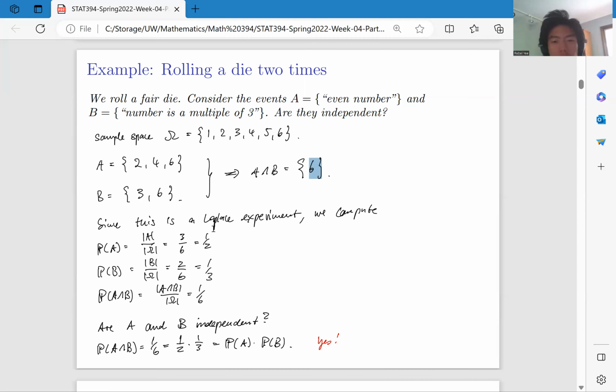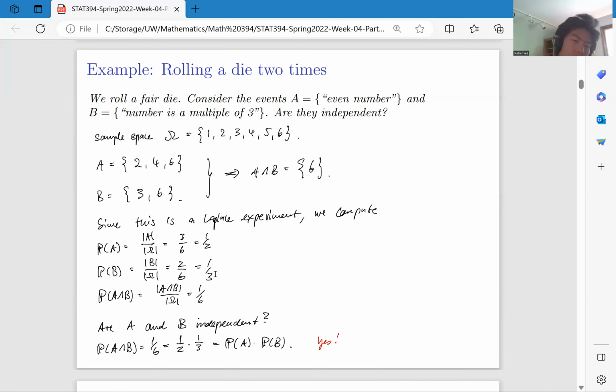So now, because we got this set, the cardinality is 1, and because the cardinality of the sample space is 6, the probability of A intersection with B is 1/6. All right. So what about probability of A? It is 3 divided by 6, which is 1/2, and probability of B is 2 divided by 6, which is 1/3.